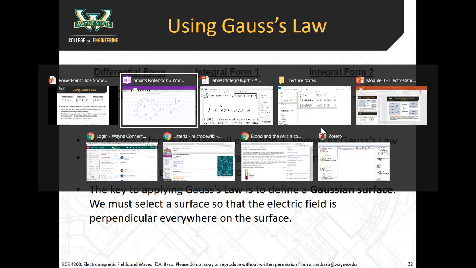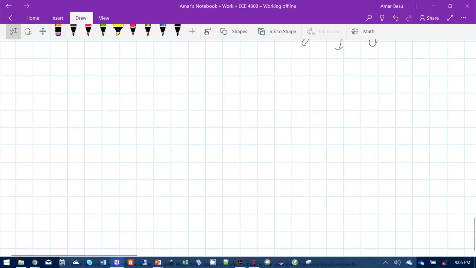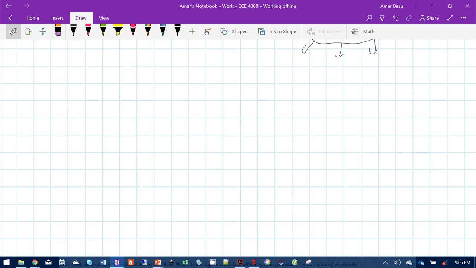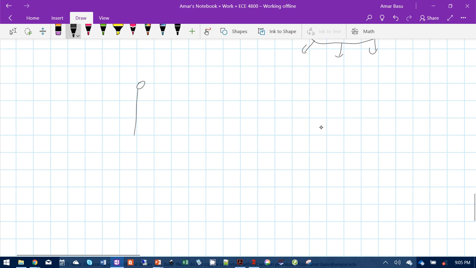But yeah, before we end class today, I really want to get to this, I want to cover this problem again. So let's say we have an infinitely long wire again.